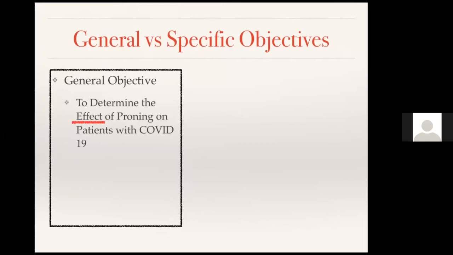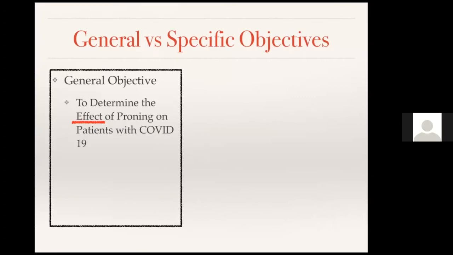When you talk about effect, what do you actually mean? Let's go back to SMART. Is this specific? No, it's not. Is the term effect measurable? You don't know how to measure effect. Is it achievable? Probably, if you do your study, you can see the effect of that. So is it realistic? It is. It is relevant, of course, especially during our time. And is it time-bound? We don't know yet because it's not stated in the general objective.